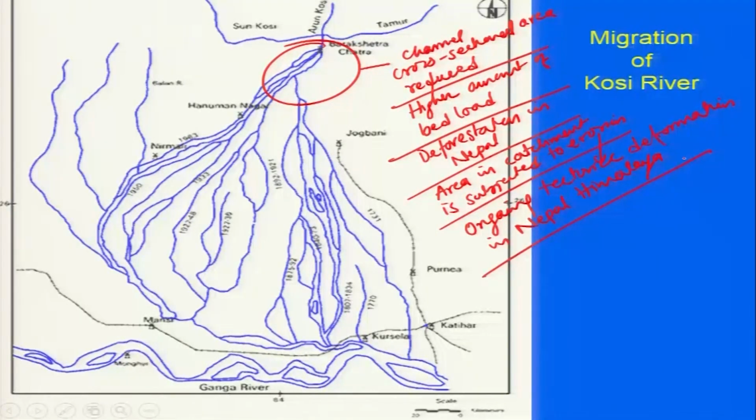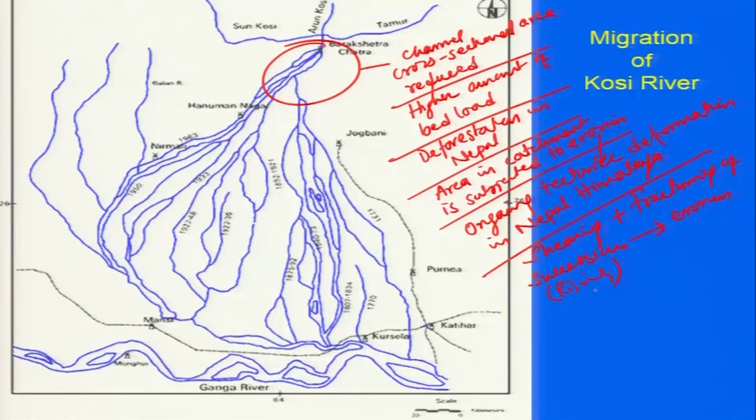So in Nepal Himalaya mainly we have a major fault system, and ongoing deformation will definitely result in more shearing plus fracturing of the succession, triggering more erosion because Himalaya is rising continuously.